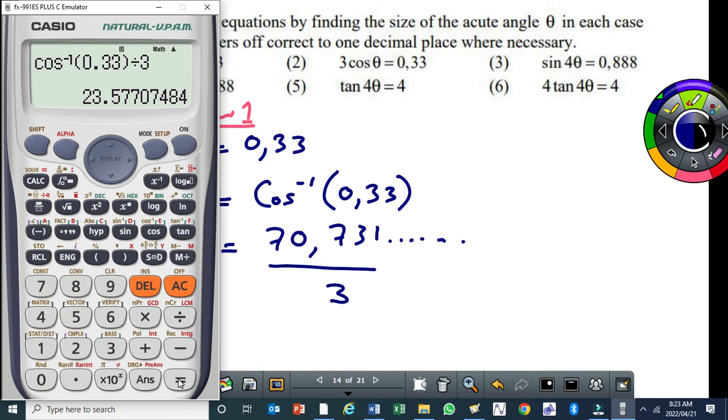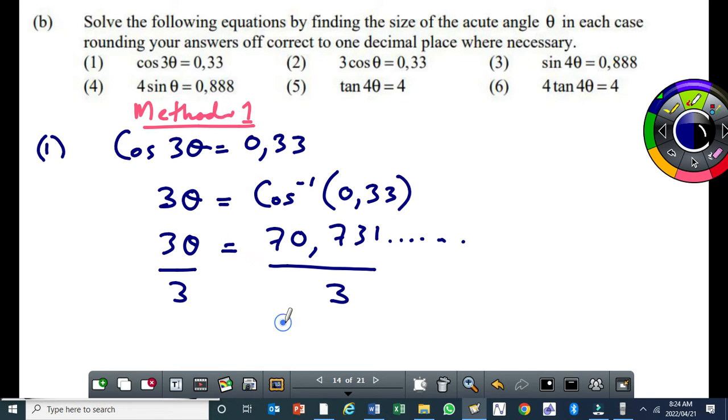But here it says correct to 1 decimal place, which means it's gonna be 23,6. Remember, if you are rounding off to 1 decimal place, you look at the second digit after the comma. If you are rounding off to 2 decimal places, you look at the third digit. If the digit is less than 5, you just add 0 to the second. If the digit is more than 5, you add 1 to that second digit. That's how you round off. So the answer here will be 23,6.